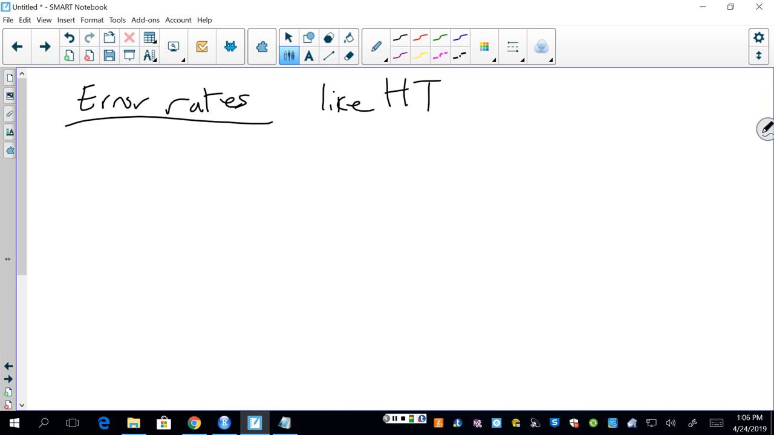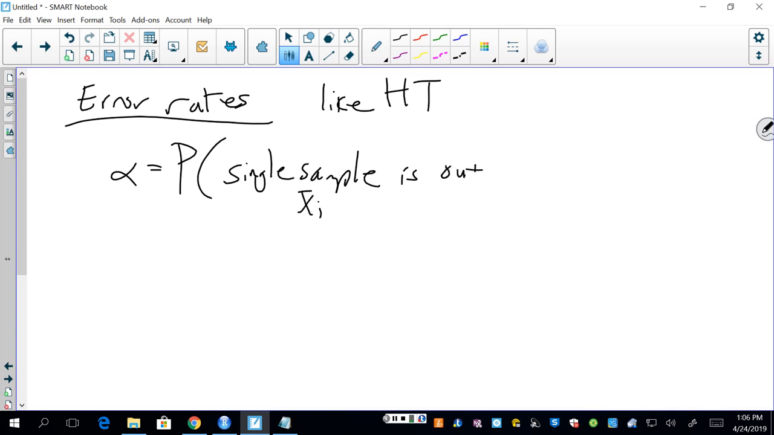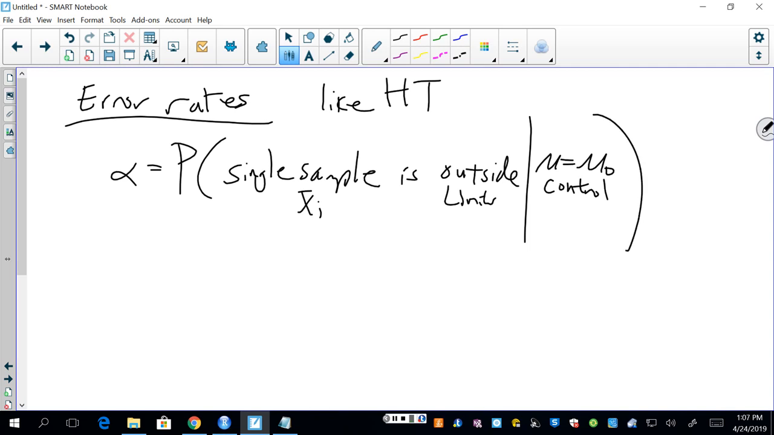If you investigate and find no apparent problem and then run it again and it seems to be the accident, maybe it was just a fluke. So the first error rate is called alpha, just like hypothesis testing. It is the probability that a single sample x bar i is outside the limits, given that there is some control being maintained, that the process is performing at the desired average level.